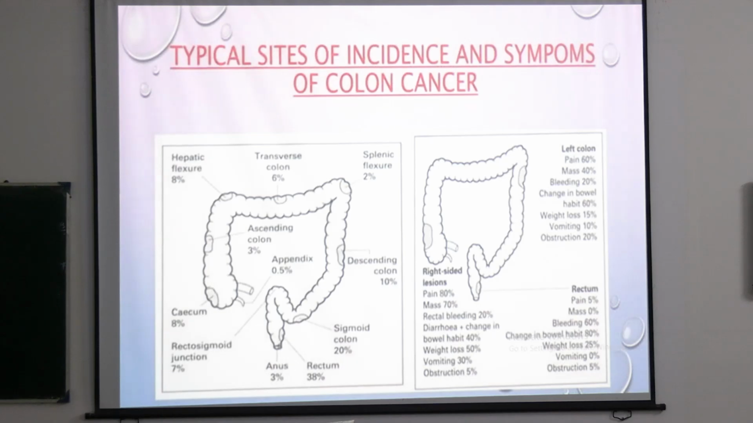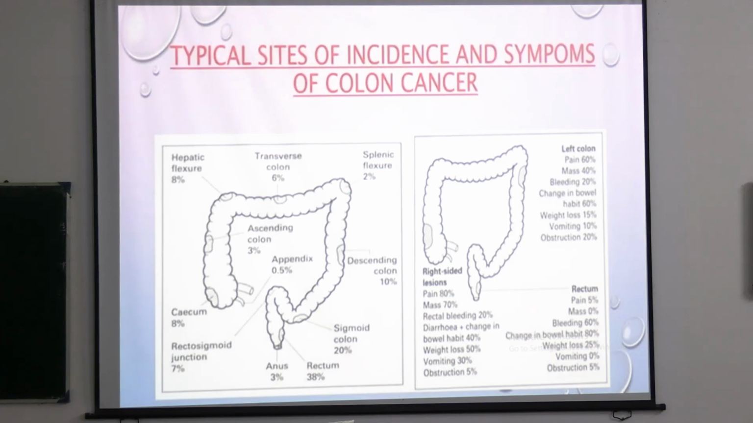So, what are the clinical features you will get in the patient? In case of left-sided colonic carcinoma, that is splenic flexure, descending colon, sigmoid colon, rectum, you will get pain, mass, bleeding, change in bowel habit, weight loss, vomiting and obstruction. These are the common manifestations of the cancer of the left side of the colon.